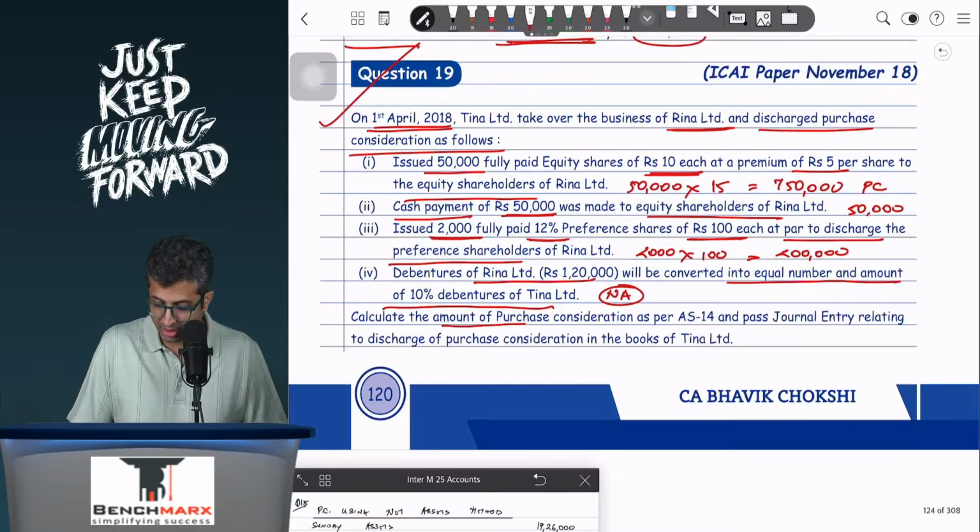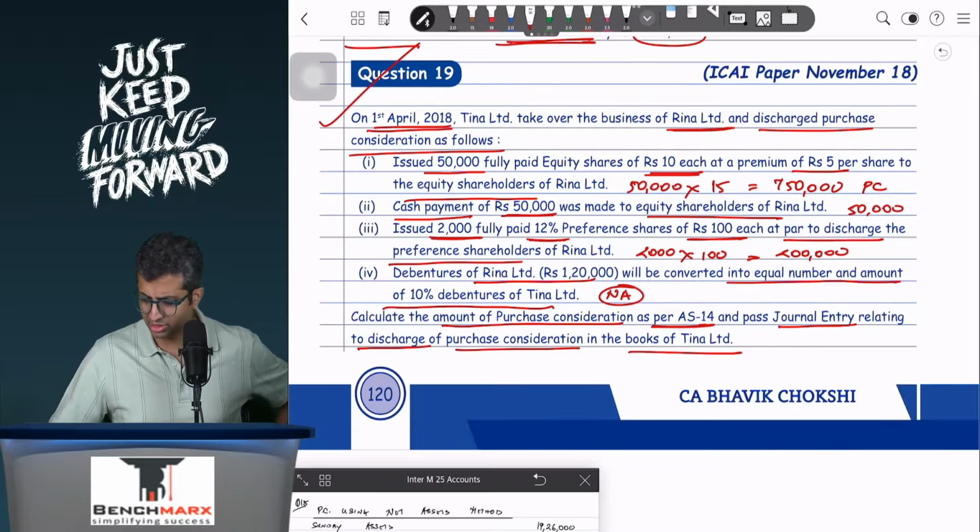Calculate the amount of purchase consideration as per AS 14 and pass a journal entry relating to the discharge of purchase consideration in the books of Tina. So basically your purchase consideration would be 7 lakh 50 plus 50,000 plus 2 lakhs. Can I say this is a total of 10 lakhs?